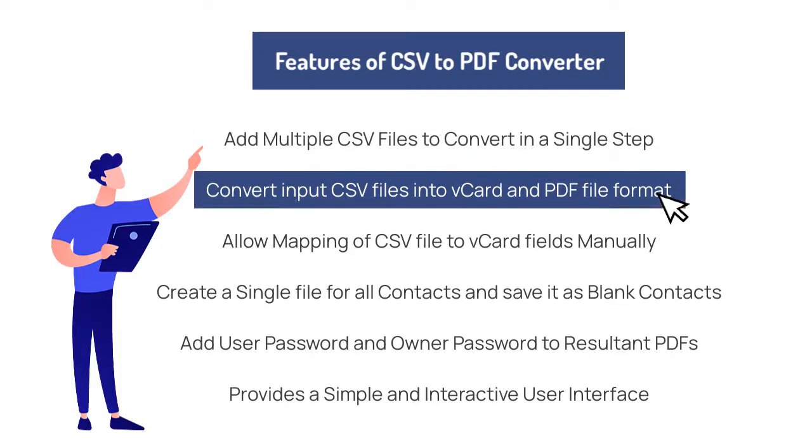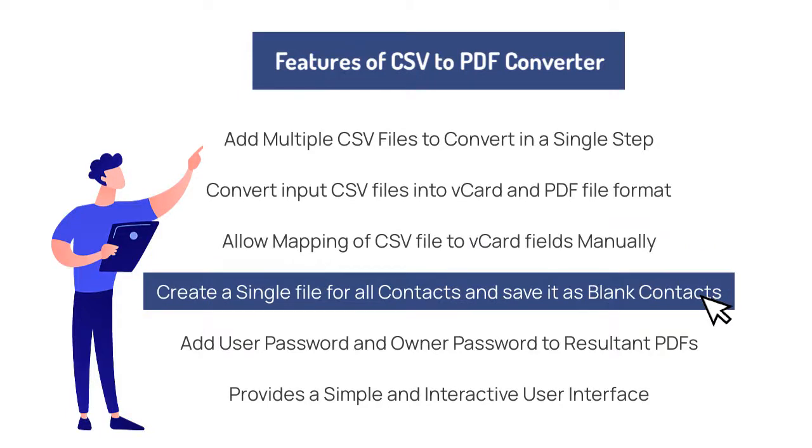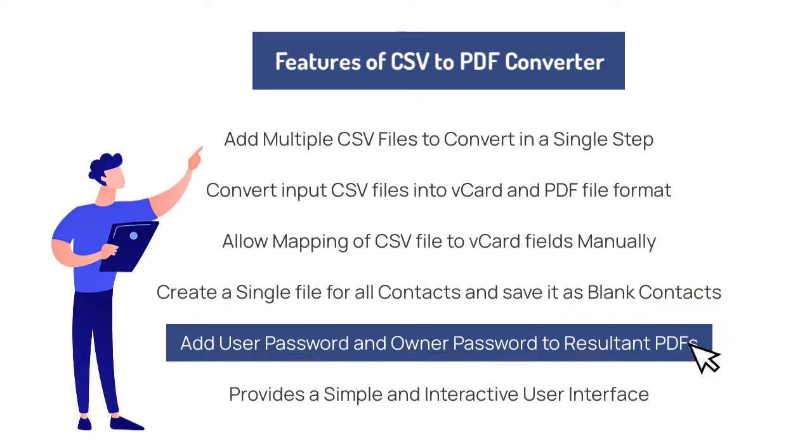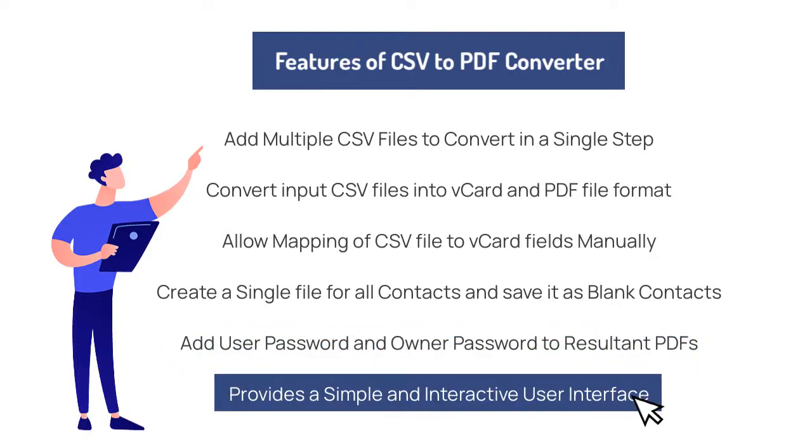The tool gives you two distinct saving options, vCard and PDF. After adding CSV files, you can manually map them with different vCard fields. Creating a single vCard for all CSV files and saving as blank contacts options are also available. When selecting PDF, you can enable the user password and owner password to the resultant file. Along with all these features, the tool has an easy-to-navigate user interface.